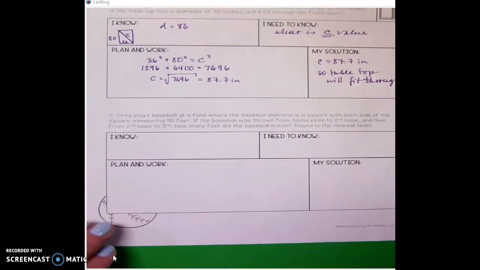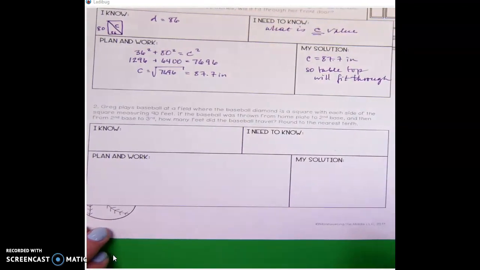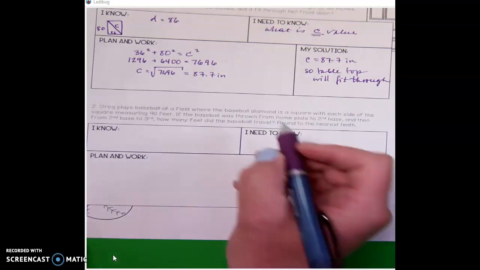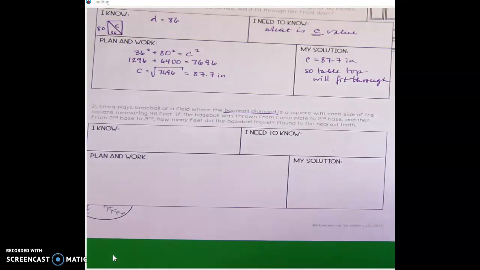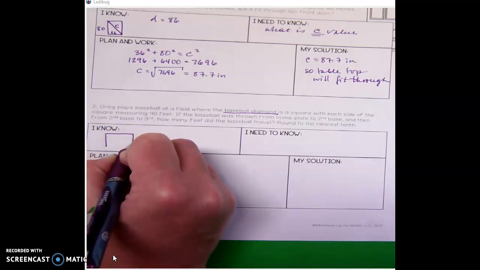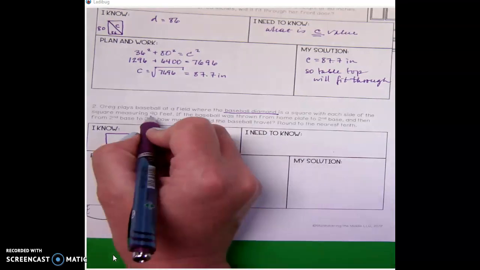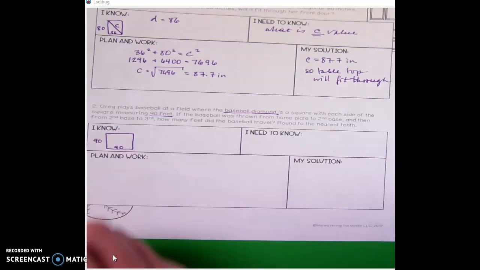All right, number 2. If you love baseball, this is your type of question. Greg plays baseball in a field where the baseball diamond is a square. The baseball diamond, a term from baseball, is a square. So I'm not going to draw a diamond, I'm just going to draw a nice square for us. This is what we're working with, with each side of the square measuring 90 feet. So 90 by 90.